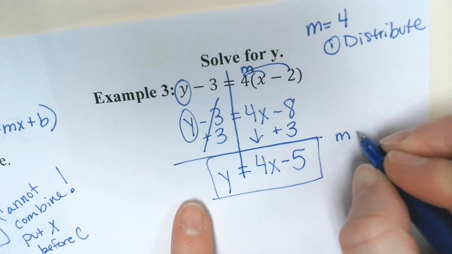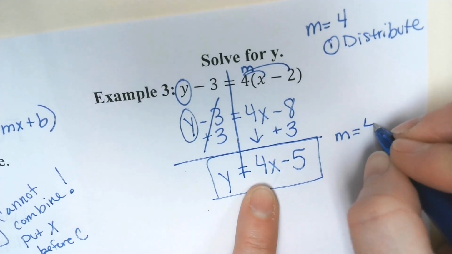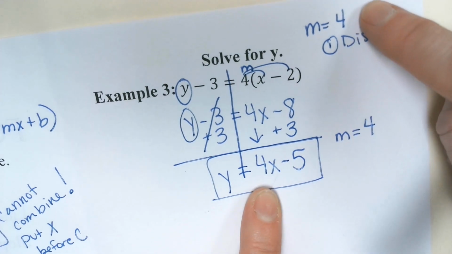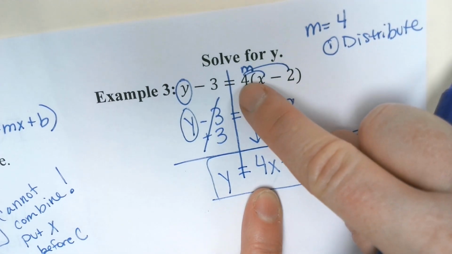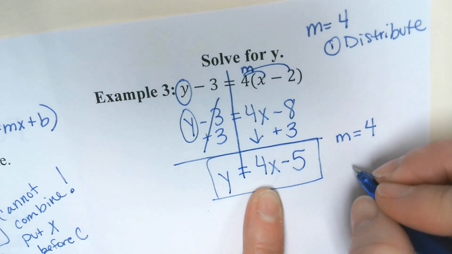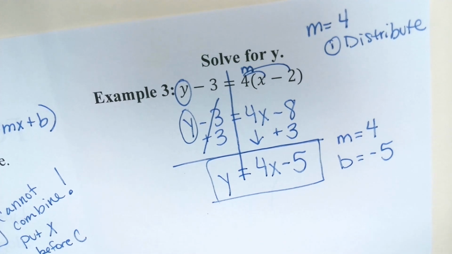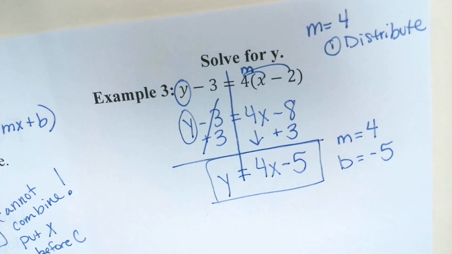What is the slope? 4. Yep. And isn't that what we set up here? Because it was the one that is outside the parentheses in that point slope form. And then what's the b? Negative 5. Okay. I want y'all to do example 2 and 4 now, and then you can check your answer with me.